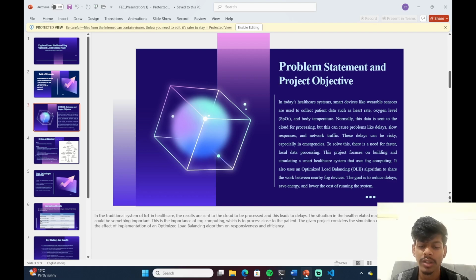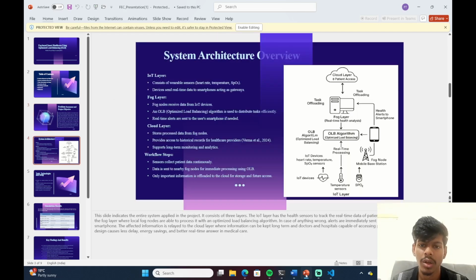That's why fog computing is important, as it processes data close to the patients. This project simulates such a system and tests the effect of implementing an optimized load balancing algorithm on responsiveness and efficiency.